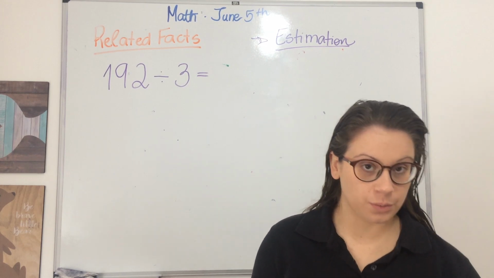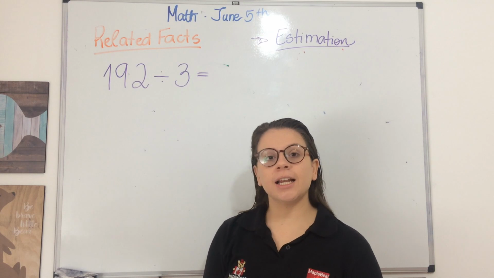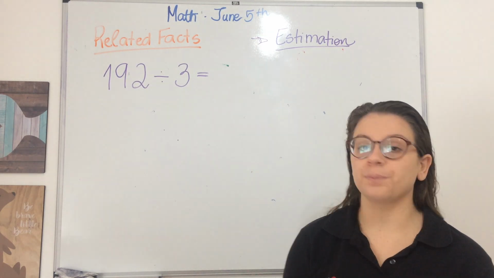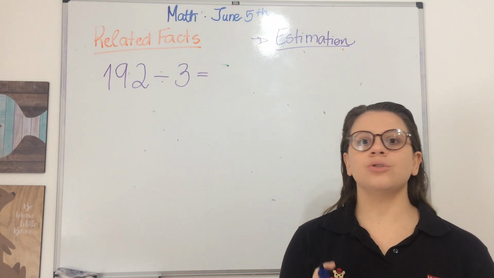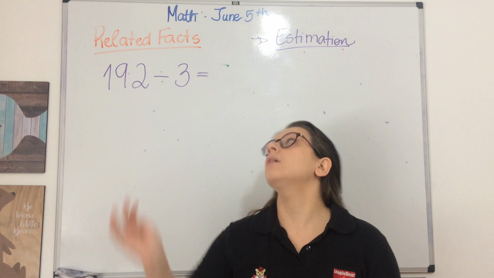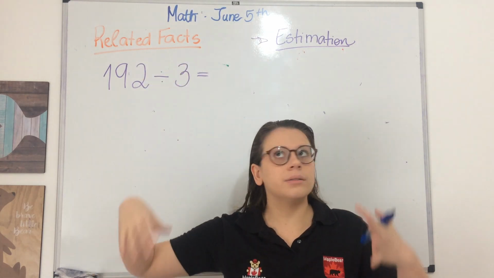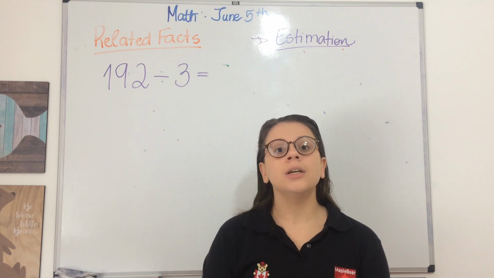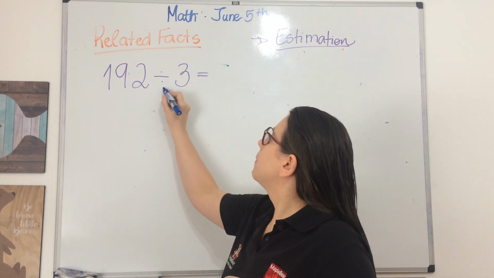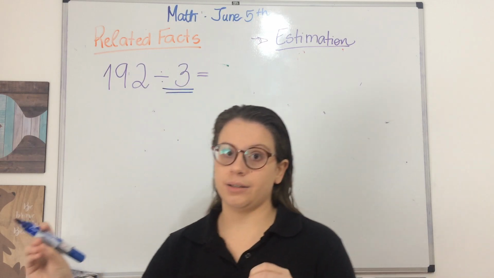We are going to work on some division sentences, and I want to talk to you about related facts and estimation. It doesn't matter which strategy you are going to work with. Related facts, estimation, if you are going to use another division fact, you always need to start with multiples of 3. This is your guide.